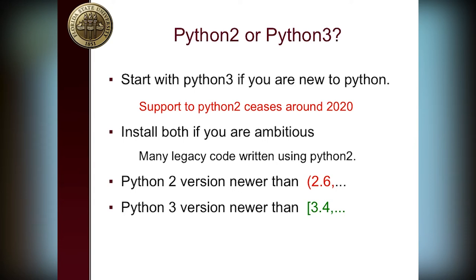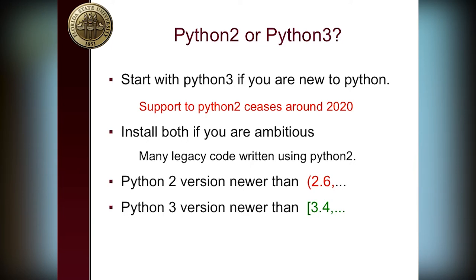There are many, many subtle differences between Python 2 and Python 3. I would encourage you to install a version of each on your computer. If you use Python 2, do at least 2.7. You see, I put a red on 2.6. If you use Python 3, do at least 3.4. I'm using the math notation for the inclusion or non-inclusion boundary of the interval.